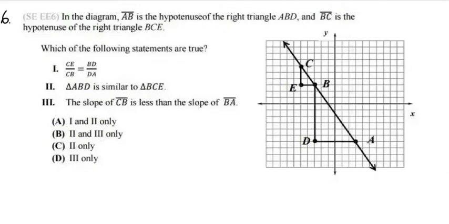Okay, so number 6 is bringing back our similar triangles that we looked at the end of unit 2. It says in the diagram, AB is the hypotenuse of right triangle ABD. So we're talking about this line right here. That's the hypotenuse. Remember, that's the longest side. So that's the hypotenuse of triangle ABD. Okay. BC is the hypotenuse of triangle BCE. So BC is the hypotenuse right here.